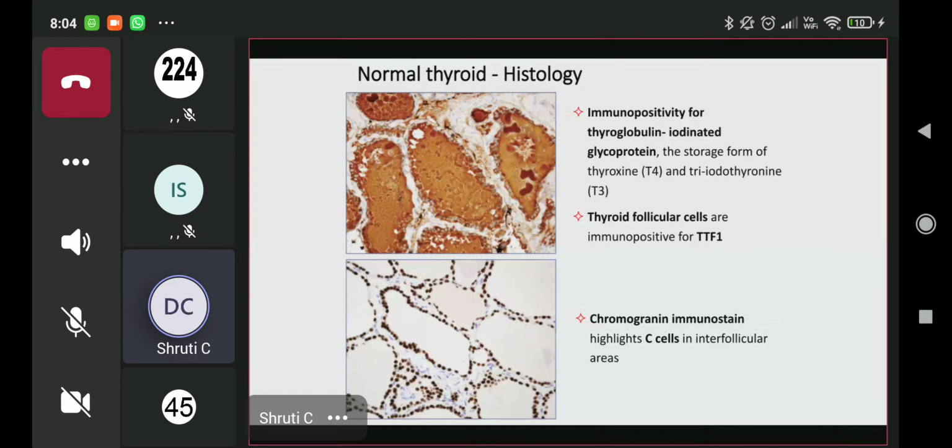And there is another stain, that is chromogranin stain. It highlights the C cells. We'll be discussing this later on because there's a tumor, medullary carcinoma, which arises from C cells, and chromogranin stain is specific for that.